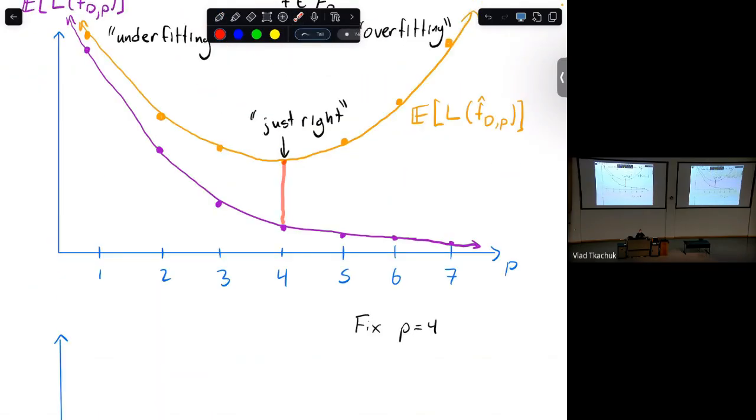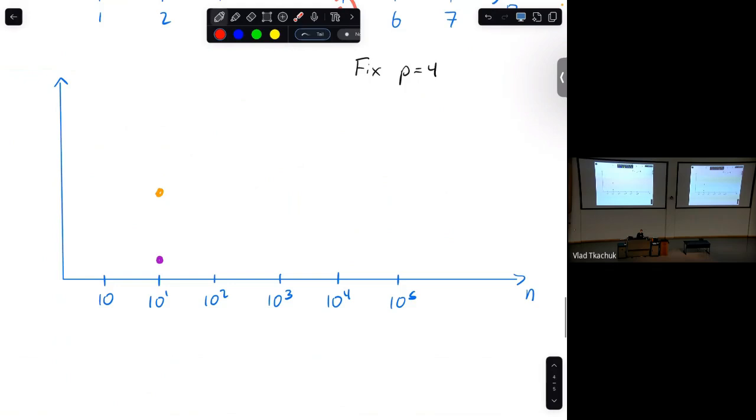And now the question is, if I fixed my polynomial degree 4 and I increase the data, how will this relationship differ? And of course, you could do this for any degree. And the relationship is as follows, where you're going to find that these get closer and closer. So you're going to find that this will decrease. This will probably increase like this. And so they will kind of converge.